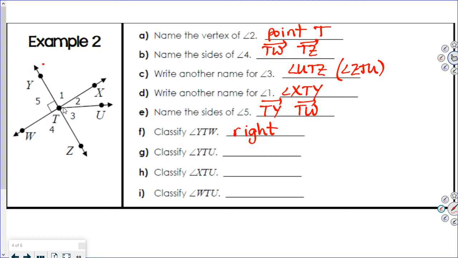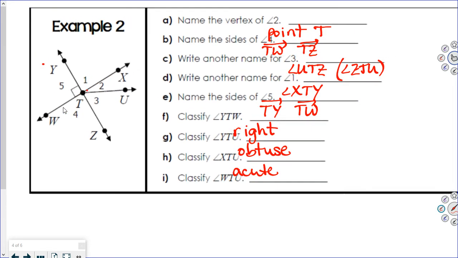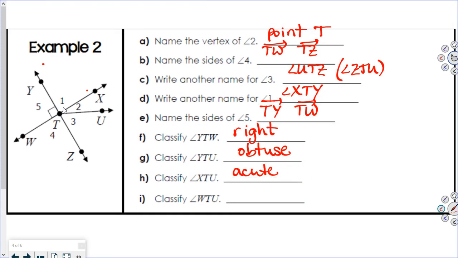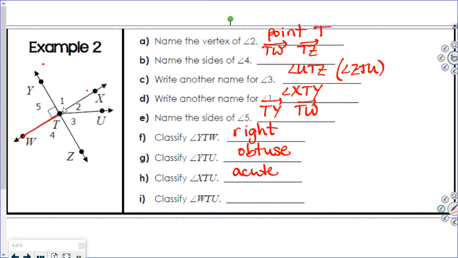If we look at Y, T to U, that is an obtuse angle. It is greater than 90 degrees. If we look at X, T, U, so we're starting at X, going through T, ending at U, that is an acute angle. It's less than 90 degrees. And last but not least, we're looking at W, T, U. That is also obtuse.